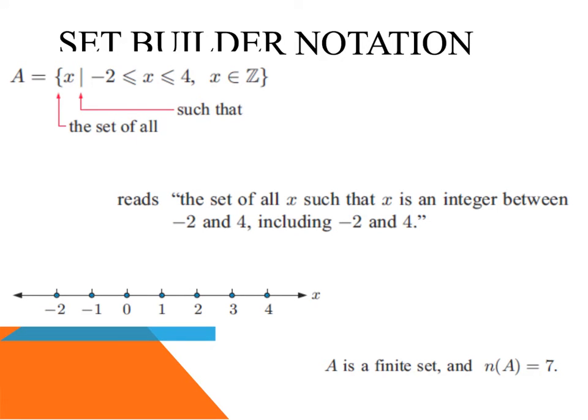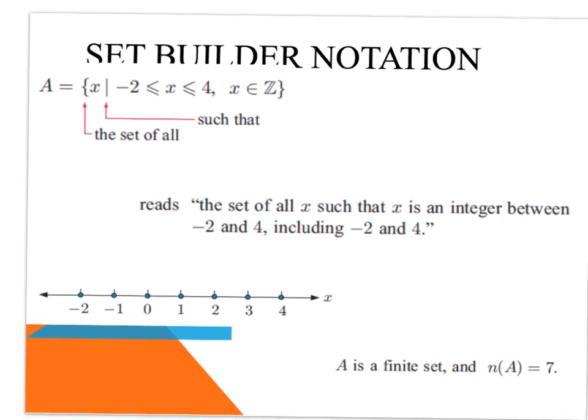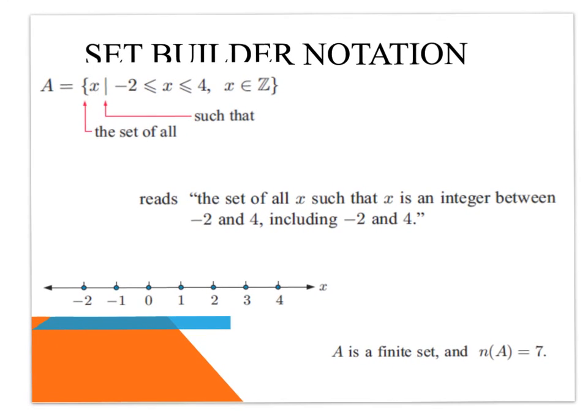Okay, looking at set builder notation. You've seen this before. You probably didn't like it the first time you saw it, and you may not like it this time either. But set builder notation says set A, and then the brackets say the set of all. This little line means such that.